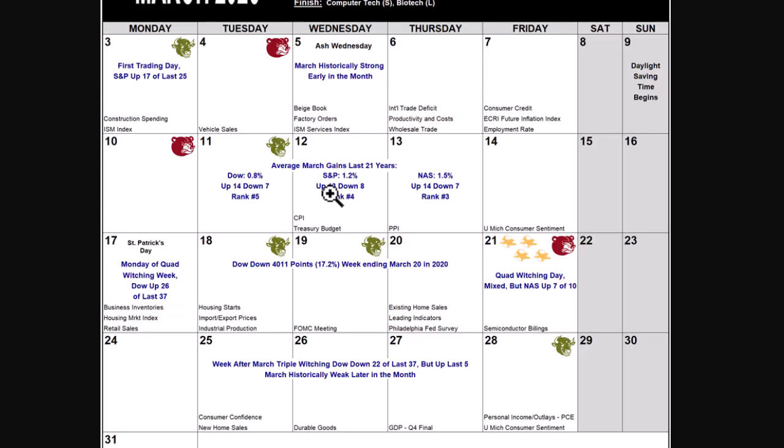For that second week, it says up 13, down 8. Not a great metric there. Up 14, down 7 for the March averages. But once we get into that second half, it does seem to smooth out a little bit of bullishness here as we head into that quad witching. In terms of the calendar, we got Beige Book, factory orders here for midweek, wholesale trade, unemployment rate, so it's a jobs week. Not a ton of data actually, besides that jobs data.